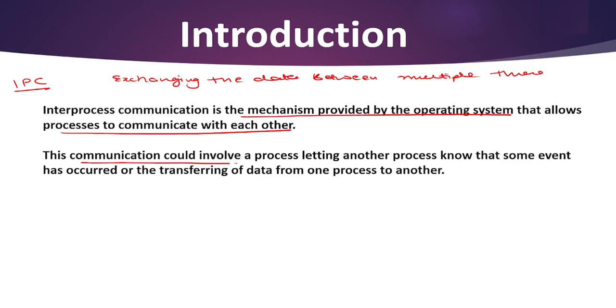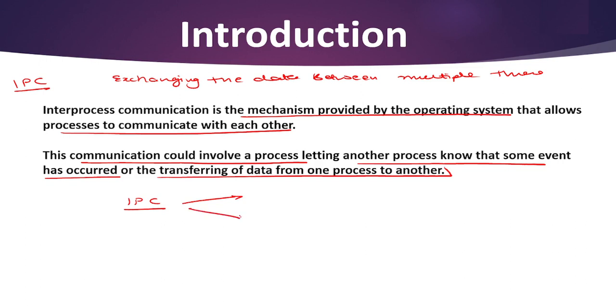Also, this communication could involve a process letting another process know that some event has occurred, or the transferring of data from one process to another. In simple terms, IPC is the communication process that allows a process to know that some event is going to occur in the operating system.